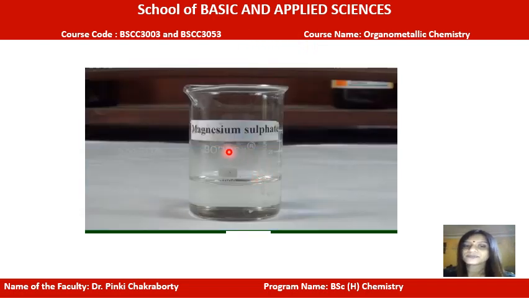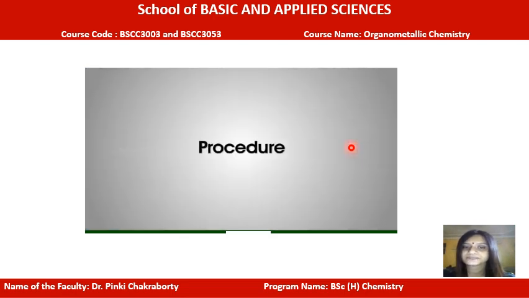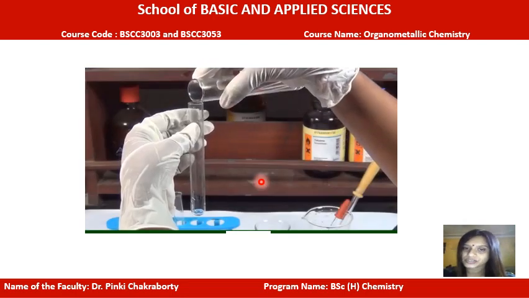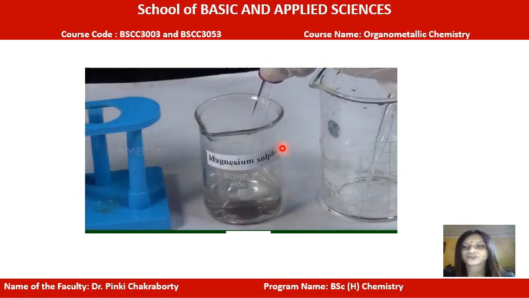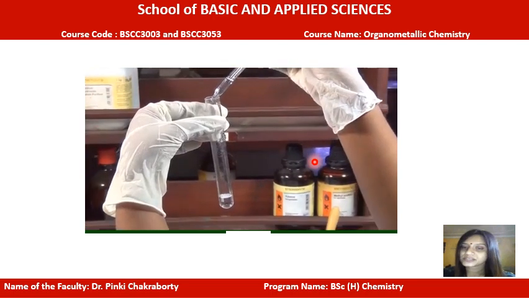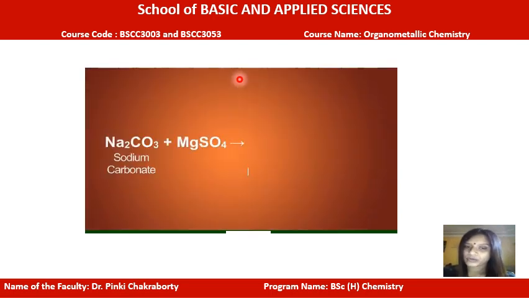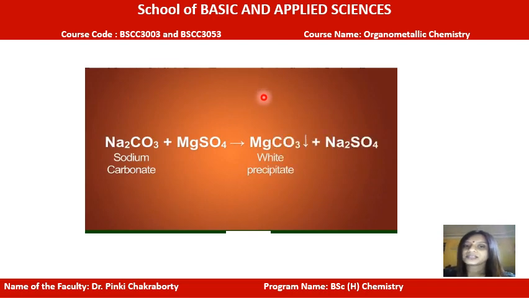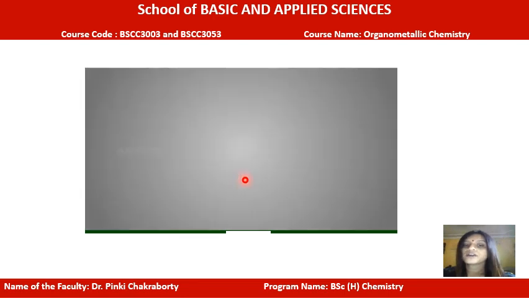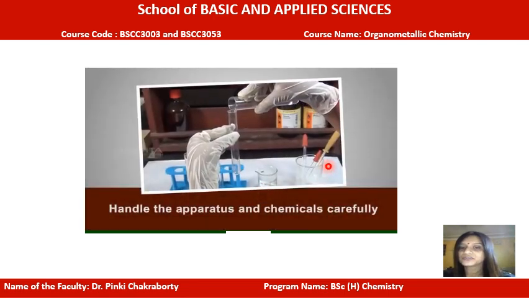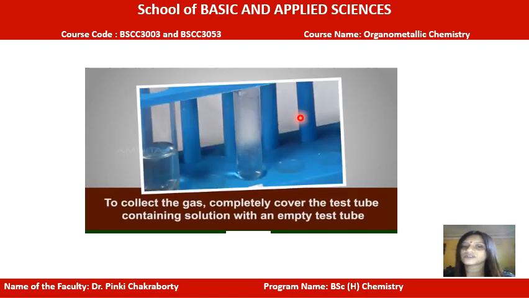The second confirmatory test is the magnesium sulfate test. The materials required are the salt solution, magnesium sulfate solution, a test tube and a dropper. The procedure is: we take the test tube and add the water solution. Then we add the magnesium sulfate solution dropwise to the test tube. Formation of a dense white precipitate of magnesium carbonate again confirms the presence of carbonate anion.